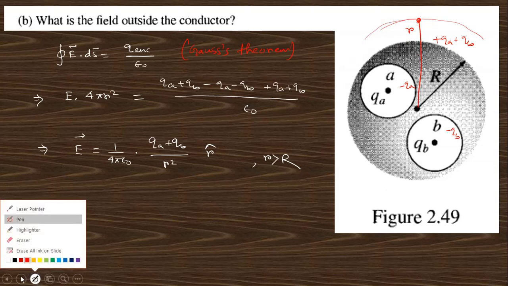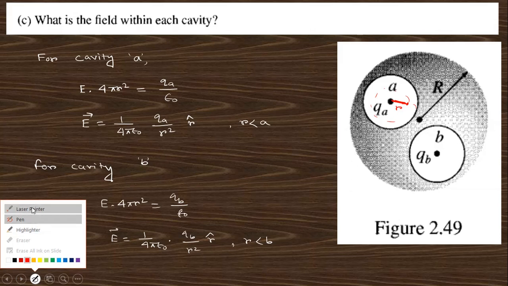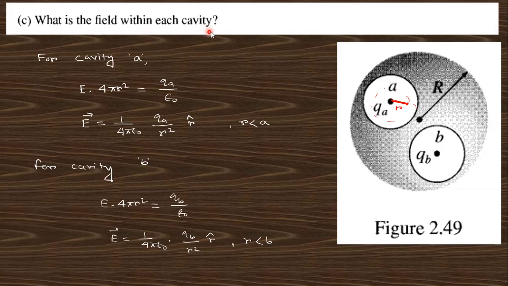Go to the next portion. It says, what is the field within the cavity? Within the cavity we need to find out the field. So if you find out the field at r, for this charge there is a charge enclosed qa, so this will be qa by 4 pi epsilon naught, and you will get this for cavity a. And for cavity b, in the same fashion the charge will be qb, so qb by this.